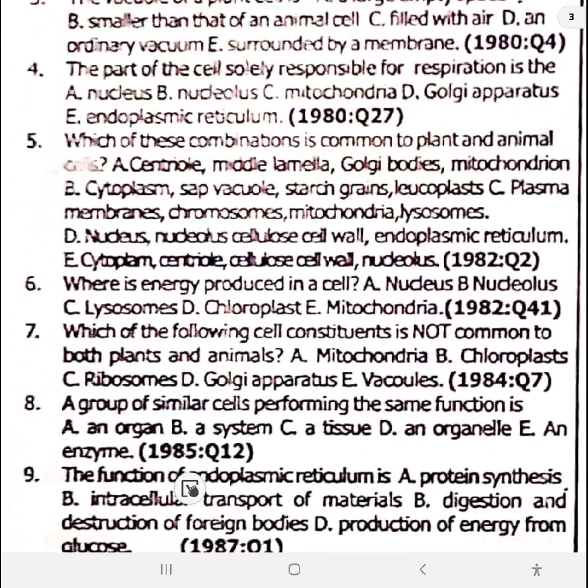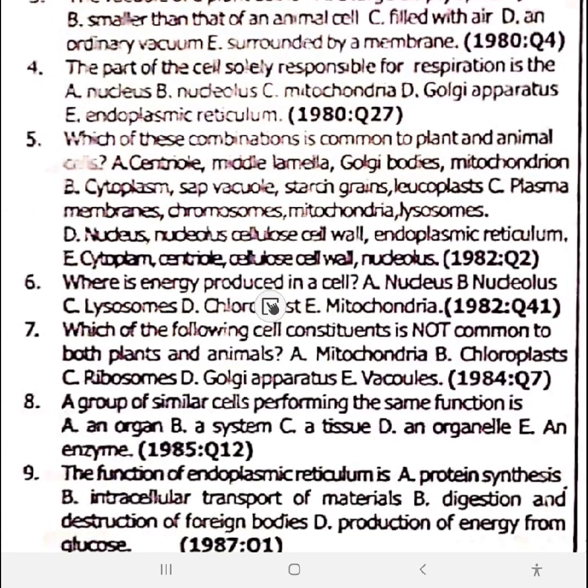Number 6. Where is the energy produced in the cell? We've touched this already, mitochondria, option E. Number 7. Which of the following cell constituents is not common to both plant and animal cell? Chloroplast is not common. Chloroplast is only common to plant cell. 8. A group of similar cells performing the same function is a tissue. Number 8 is option C, organization of life.